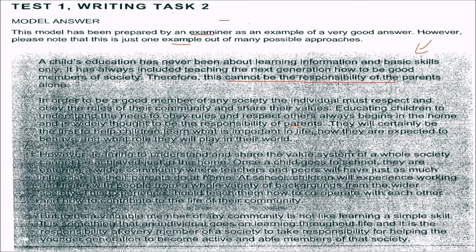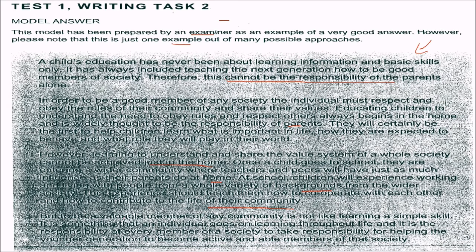They will certainly be the first to help children learn what is important in life, how they are expected to behave, and what role they will play in their world. However, learning to understand and share the value system of a whole society cannot be achieved just in the home. Once a child goes to school, they are entering a wider community. The teachers and peers will have just as much influence as their parents do at home. At school, children will experience working and living with people from a whole variety of backgrounds from the wider society.